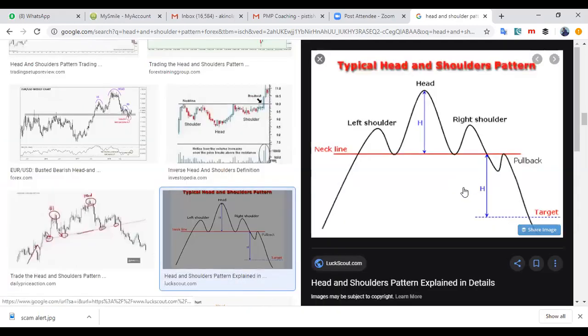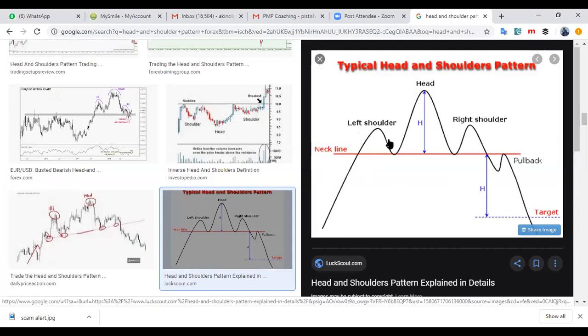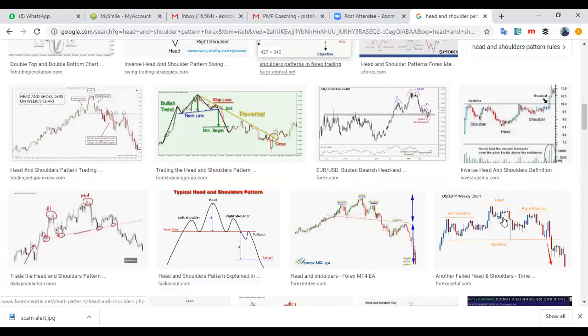So this is a simpler way. The neck, the left shoulder, the head, the right shoulder. Then you wait for the break, you test, then you sell or buy to your target. Simple enough? I believe so.